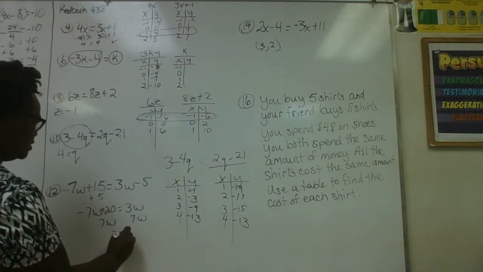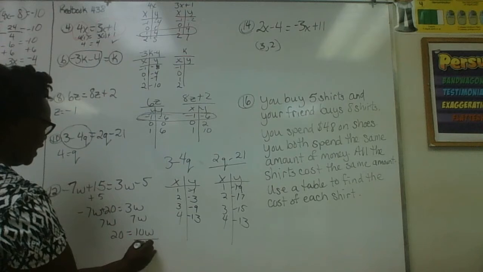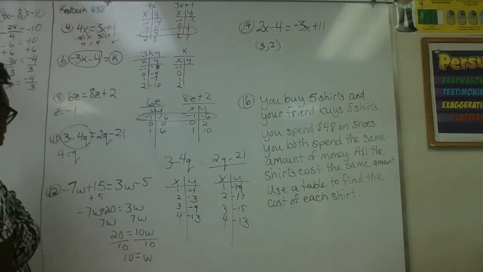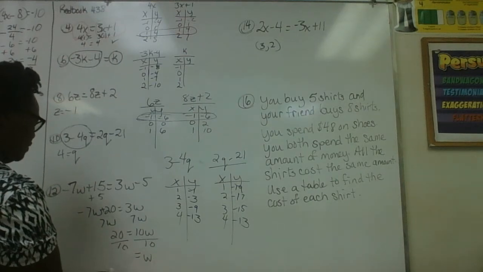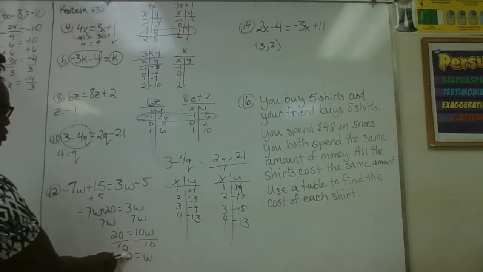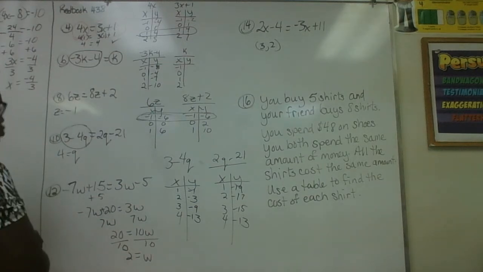So 20 is equal to 10W. We're going to divide both sides by 10, and W is equal to 2. 20 divided by 10 is 2. All right, so 2 is our match. Well, let's double check that.